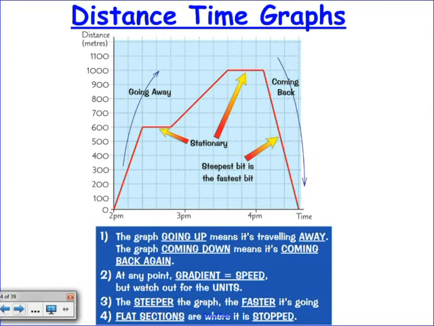I then carry on again, but I'm going flatter. What does flatter mean? Slower. Okay, so that's fast, I've stopped, I start again but I'm going slower, I stop again because it's flat, and then what am I doing when I go down the way? I'm going back to where I started, and once I hit this baseline, my distance from where I started is 0, so I've gone back to where I started. So these distance time graphs tell a story, okay? You need to be able to tell the story.